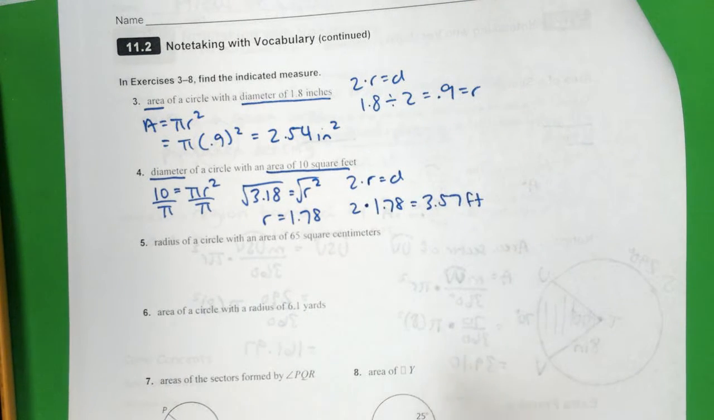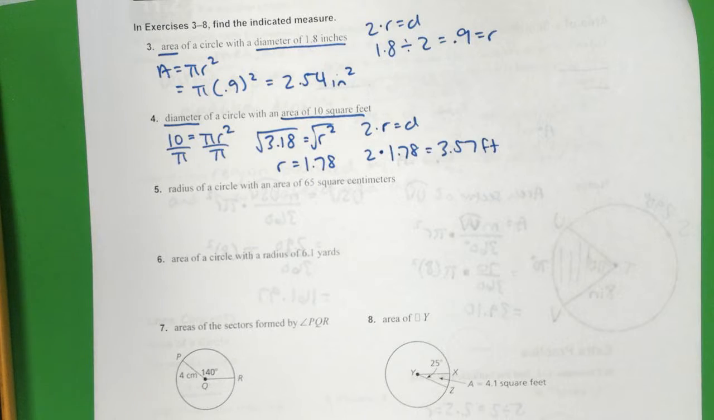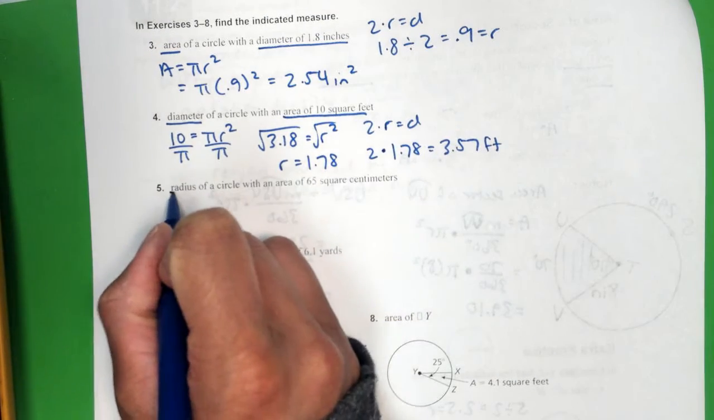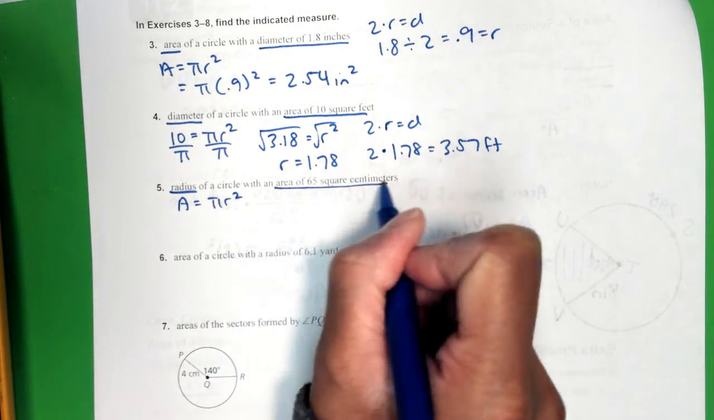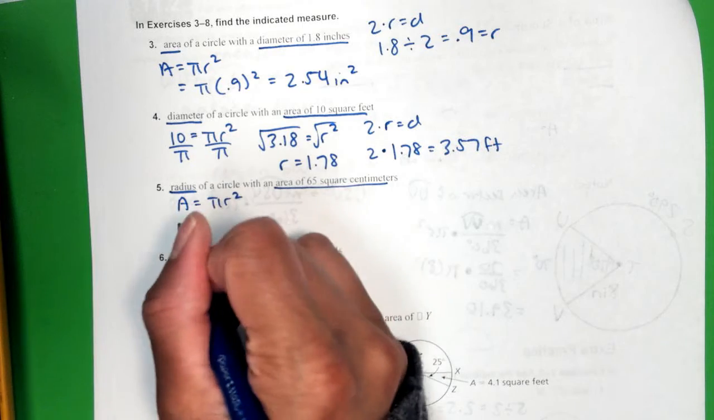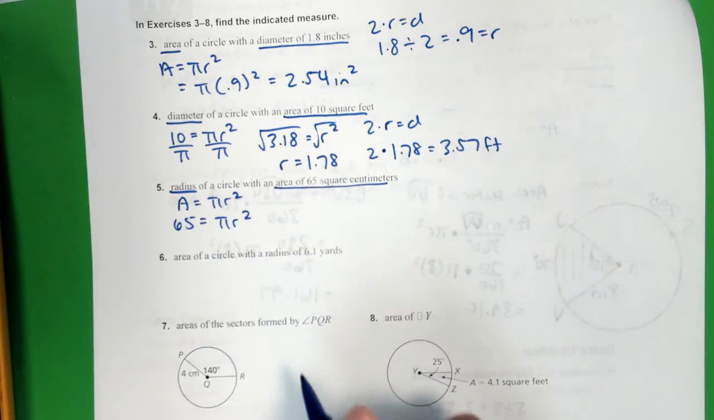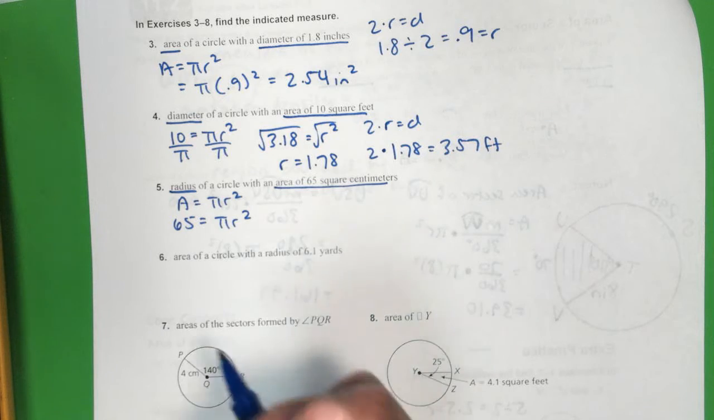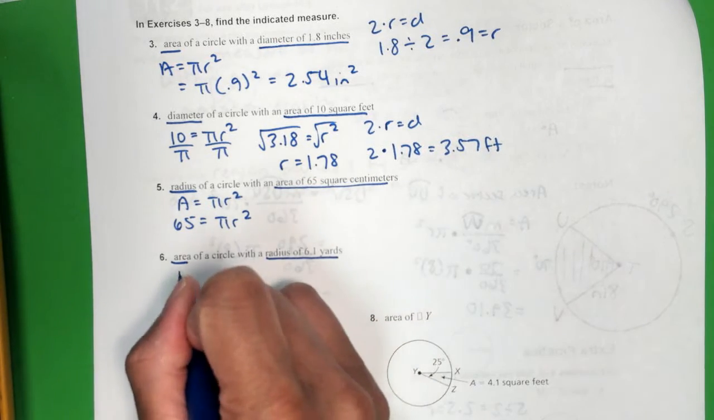Our next example, number 5, we're trying to find the radius. So let's see if you can try to find those two on your own. So we're going to work backwards. So you have the radius, and you're given the area. So I will set it up. So area is 65, and you're trying to find the radius. Number 6, remember you're finding the area, and you're given the radius.